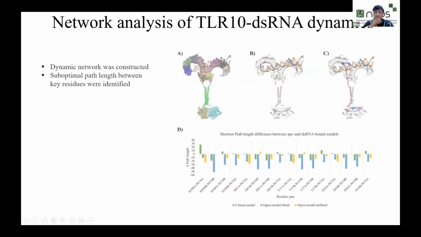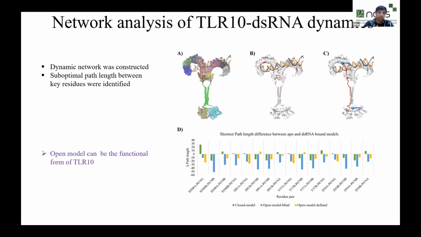Further, to understand the signal propagation, we built the dynamic network for the TLR10-RNA complex. In this network analysis, we can find the critical residues which are important for intra-protein signal propagation, and we can also identify the optimal path between two given residues. If, in the presence versus the absence of the RNA, the optimal path length decreases or the number of suboptimal paths increases, that indicates that the signal propagation becomes more efficient. We did this analysis for both the open form and the closed form.